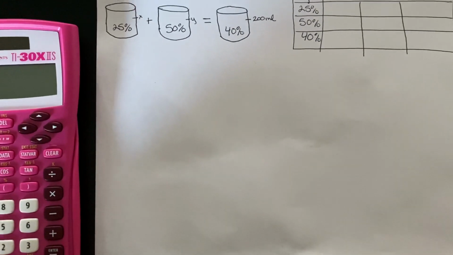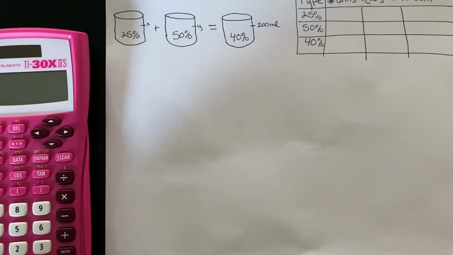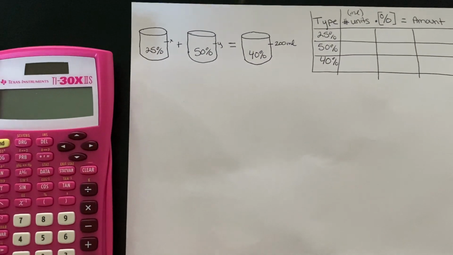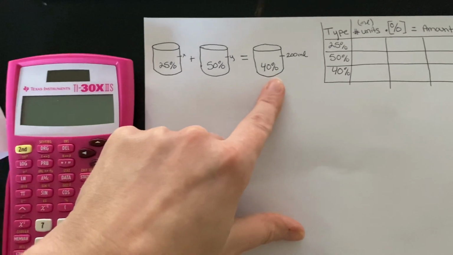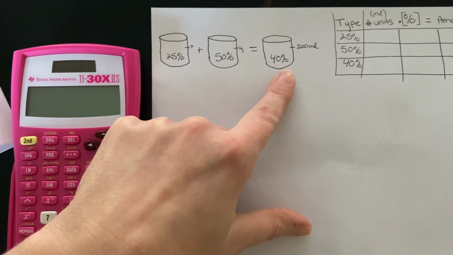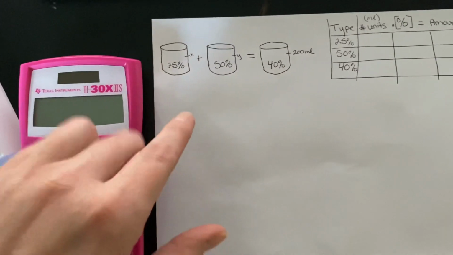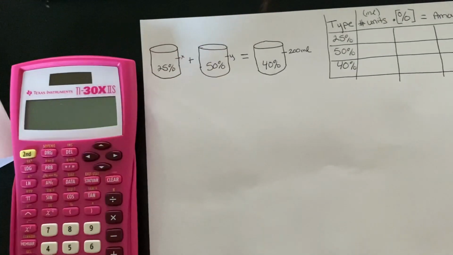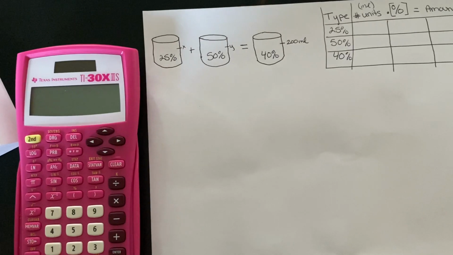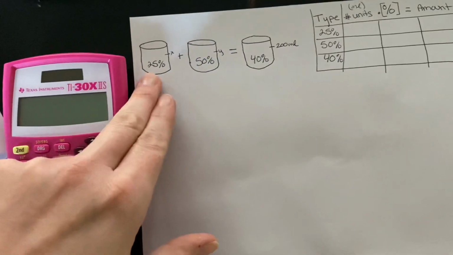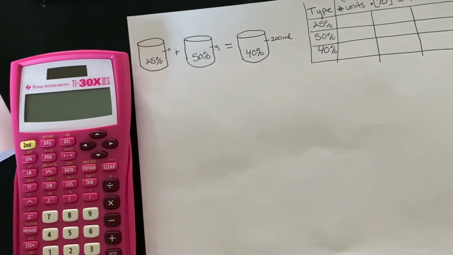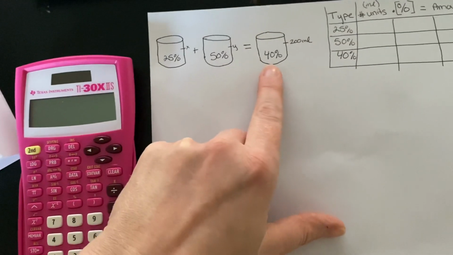Shalina is a lab assistant at her community college, and she needs to make 200 milliliters of a 40% solution. But in the storage cabinet, they only have a 25% solution and a 50% solution. So we need to figure out how much of the 25 and how much of the 50 need to be mixed to make 200 milliliters of the 40% solution.